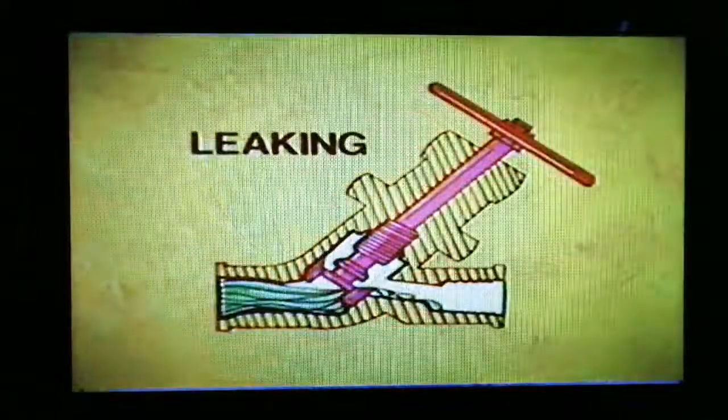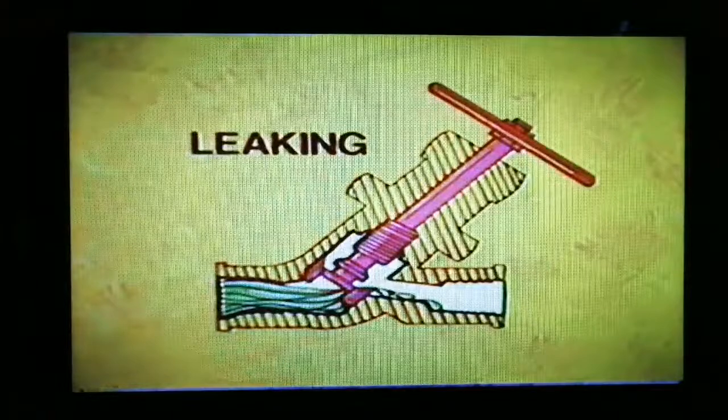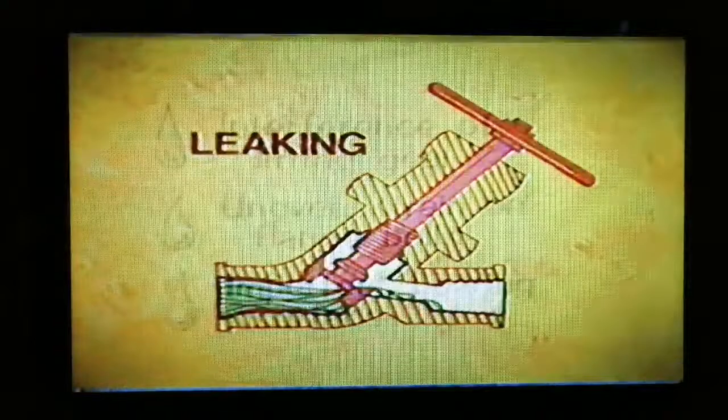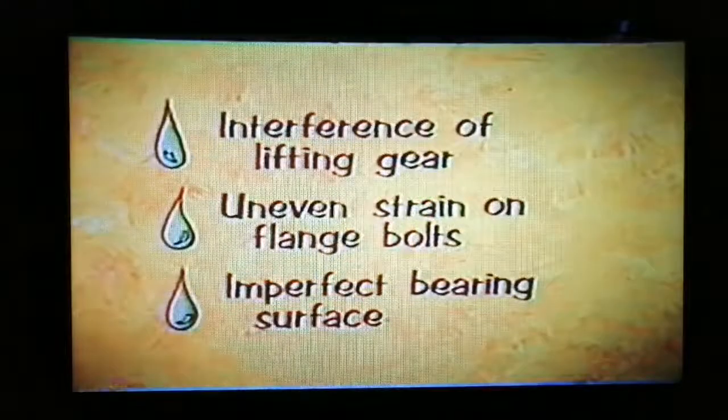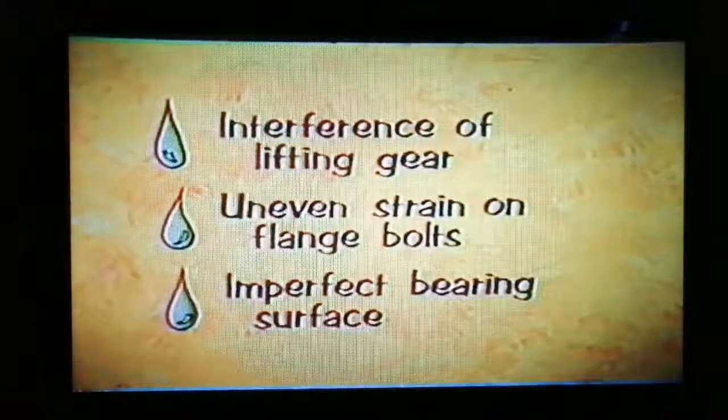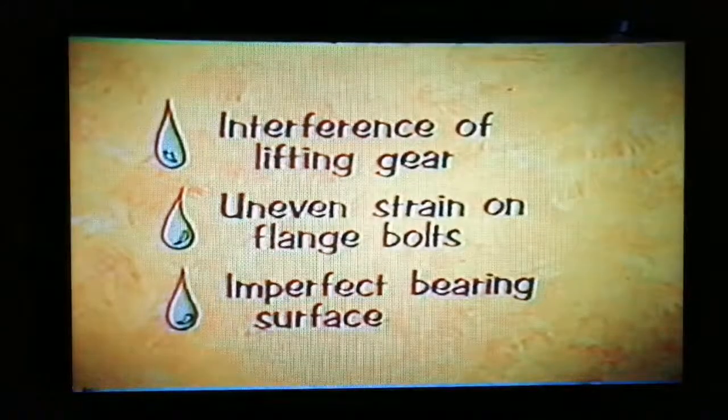Leakage can result from foreign substance, such as metal chips or scale, becoming lodged between the seat and the feather. Leakage may also be due to interference of lifting gear or distortion caused by uneven strain on flange bolts, or because of an imperfect valve body bearing surface.